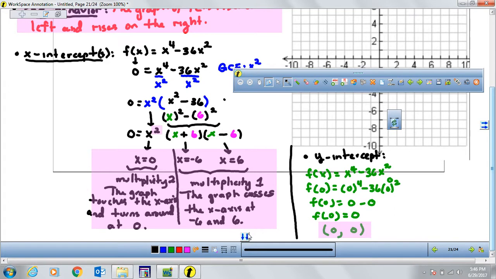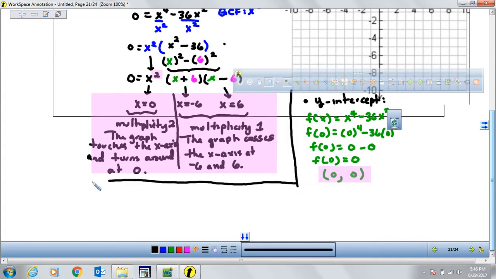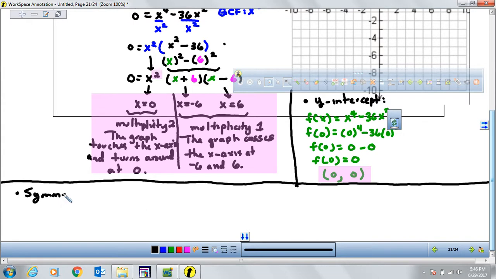Now, the fourth item that we have to find here is to determine if this function has any type of symmetry. To determine if there's any type of symmetry, we have to do the f of negative x test. If the equation stays exactly the same, it is symmetrical with the y-axis. If it changes all of the signs, it is symmetrical with the origin.